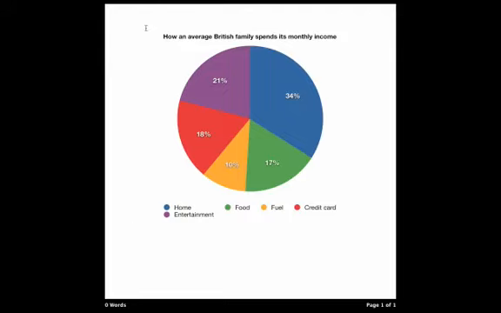Now, with the table, it is possible that you have a time element in the table. Here we're looking at the pie chart, however. With the pie chart, it is very unlikely, I would say almost impossible, that there will be a time element to it. So here, the language you're going to need is the language of comparison. On this one, how an average British family spends its monthly income, we've got percentages, so you need to look at the language of percentages.